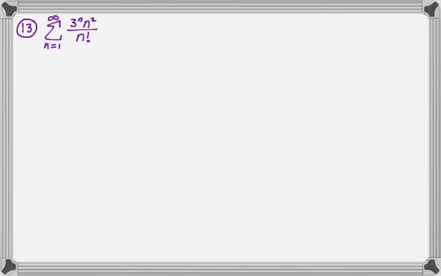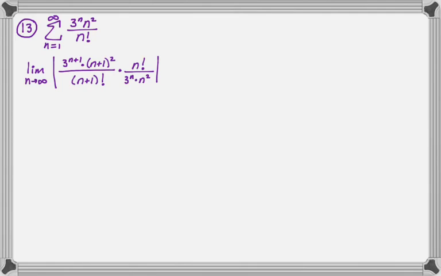So we're going to go from 1 to infinity of 3 to the n squared over n factorial. So this feels like a ratio test problem, so I'm just going to jump in and do that. So it's the limit as n approaches infinity of the n plus first term, so it'll be 3 to the quantity n plus 1 squared over quantity n plus 1 factorial, and then times the reciprocal of the original, which is n factorial over 3 to the n squared.